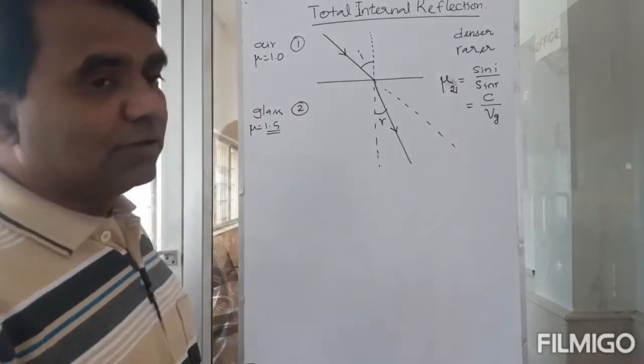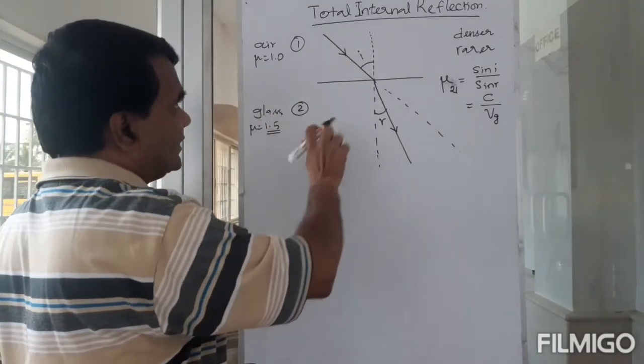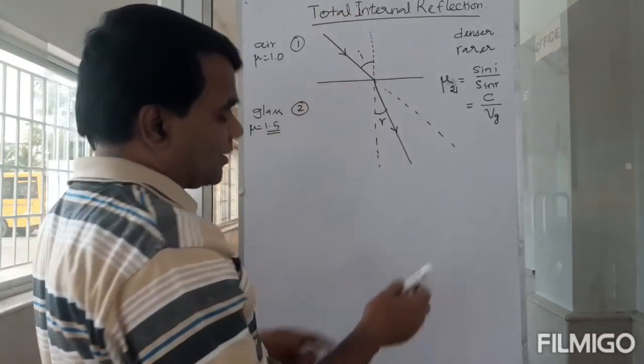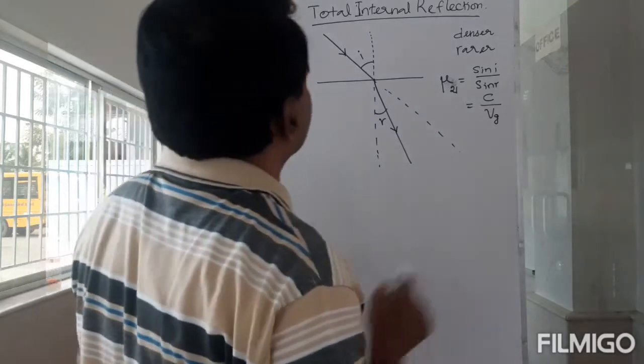Note here, air is a rarer medium and glass is a denser medium. So let me do this experiment. Let's try to do this experiment. Suppose I start from here.